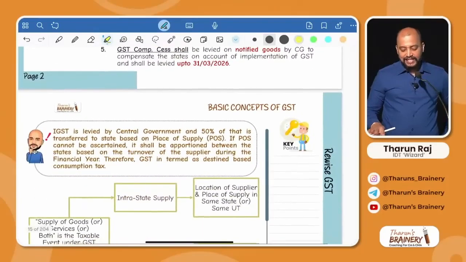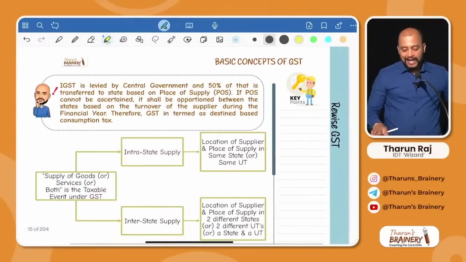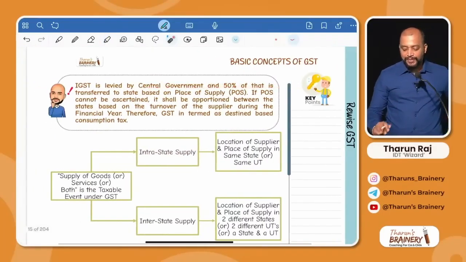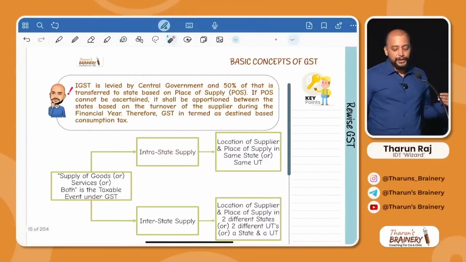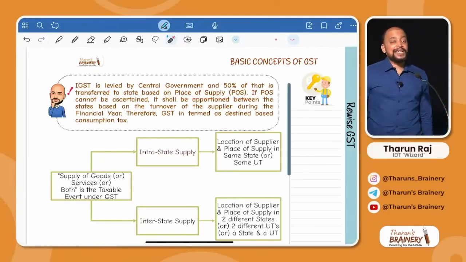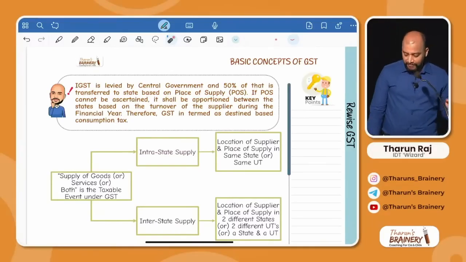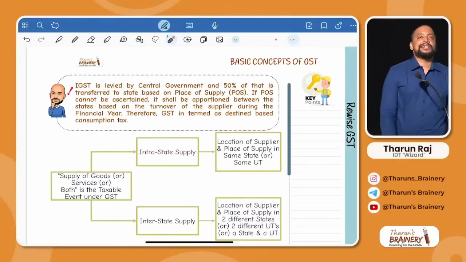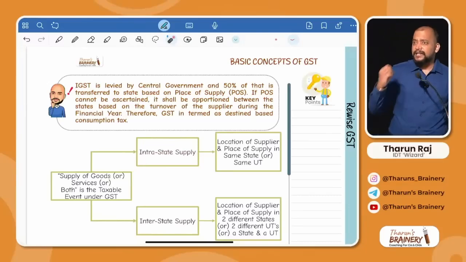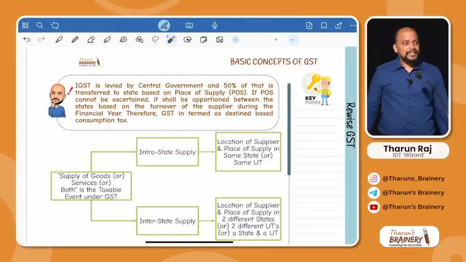50% they will share. Next page you can see in the beginning. IGST is levied by central government and 50% of that is transferred to the state based on what? Place of supply. If place of supply cannot be ascertained, why can it not be ascertained? There are certain transactions which are deemed as interstate supplies. Deemed interstate. Deemed interstate means what?